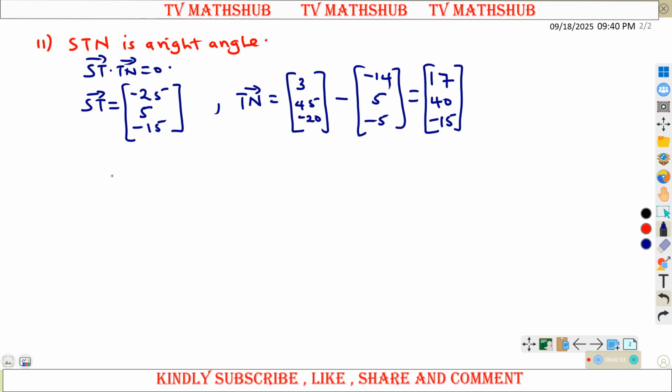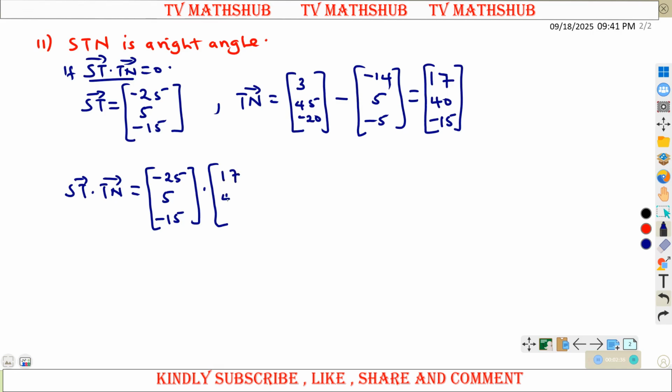So for that case, let us see if we can be in position to get this. So let us get St, we dot it with Tn. St is (-25, 5, -15). We are dotting this with Tn, and Tn is (17, 40, -15). So when we do that, we shall be able to get negative 25 times 17. We shall add there 5 times 40. We shall add there negative 15 times negative 15.